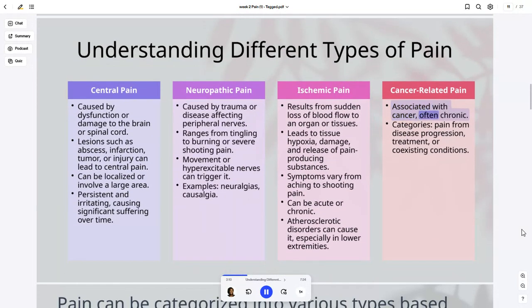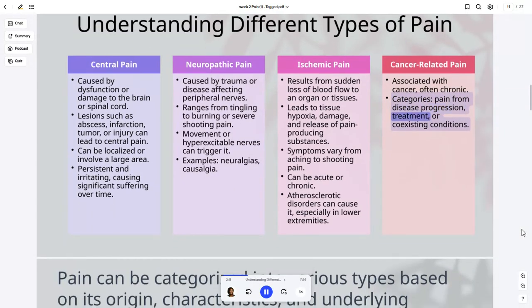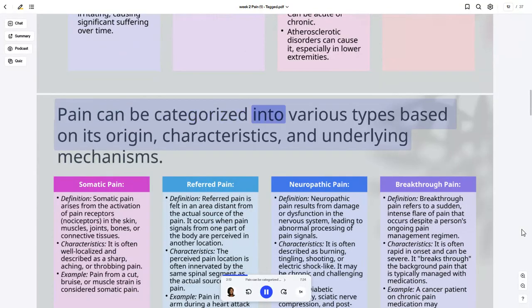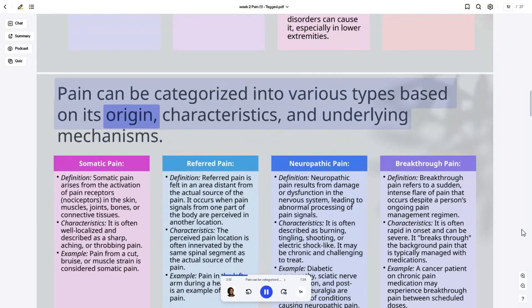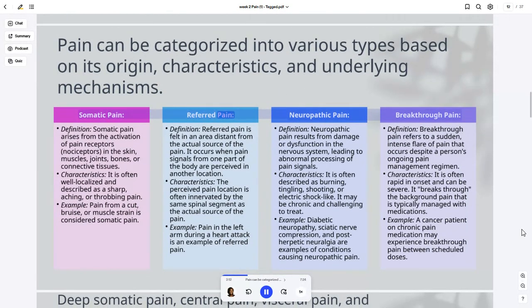Cancer pain is associated with cancer and is often chronic. Categories: pain from disease progression, treatment, or coexisting conditions. Pain can be categorized into various types based on its origin, characteristics, and underlying mechanisms: somatic pain, referred pain, neuropathic pain, breakthrough pain.